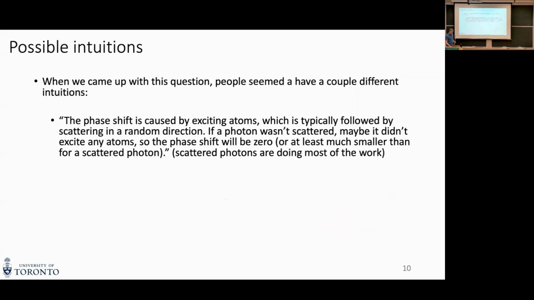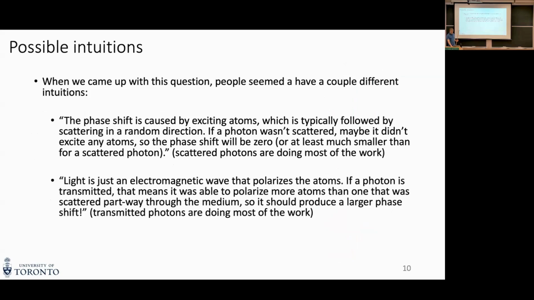Okay, so a couple of possible intuitions that people had when we first thought of this question. One thing you might imagine is that this resonant photon is going in, and you can imagine it exciting an atom. If it does that, it's very likely to be scattered off in some other direction. So perhaps if it wasn't scattered, it didn't excite any atoms, and we just won't measure a phase shift. That's one intuition that you could have.